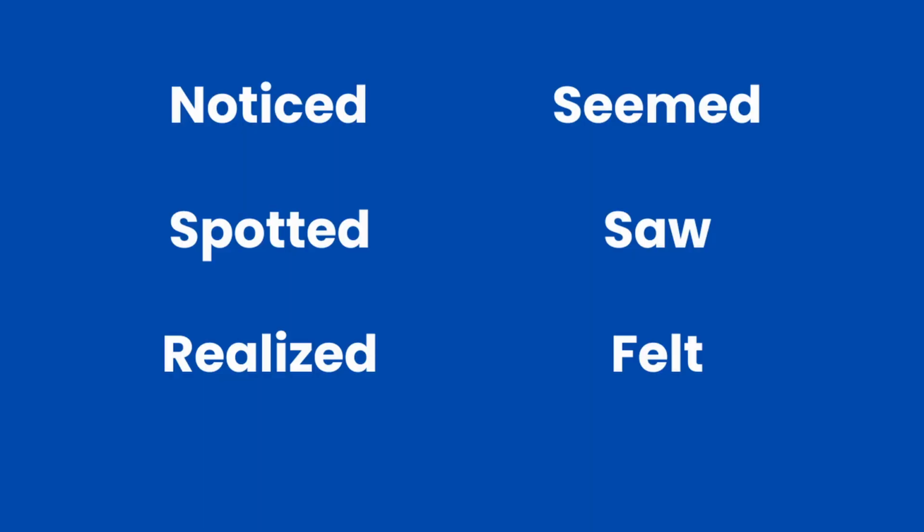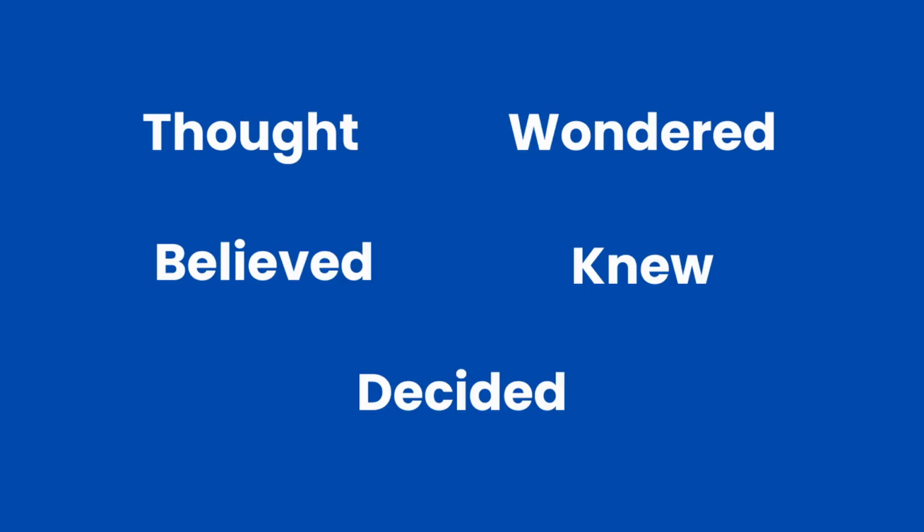And here are some examples of filter words: noticed, seemed, spotted, saw, realized, felt, thought, wondered, believed, knew, and decided. If you see filter words in your writing, remove them and focus on the action and what the character is experiencing rather than the character. Remember, your goal is to connect with your reader on a personal and emotional level. So take these techniques and put them into your next project and watch your storytelling be transformed.